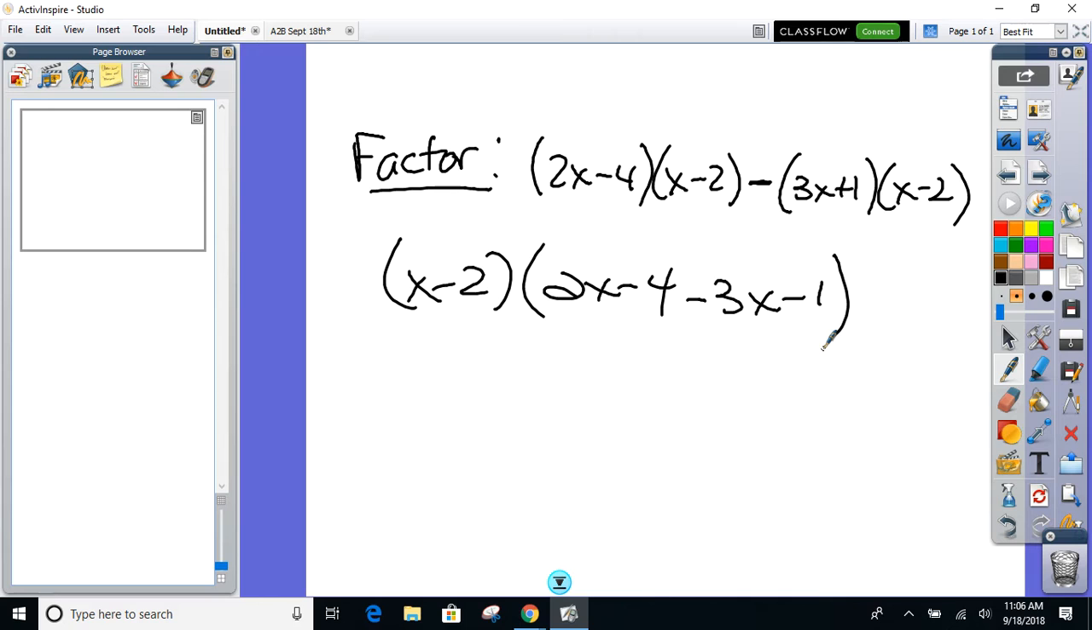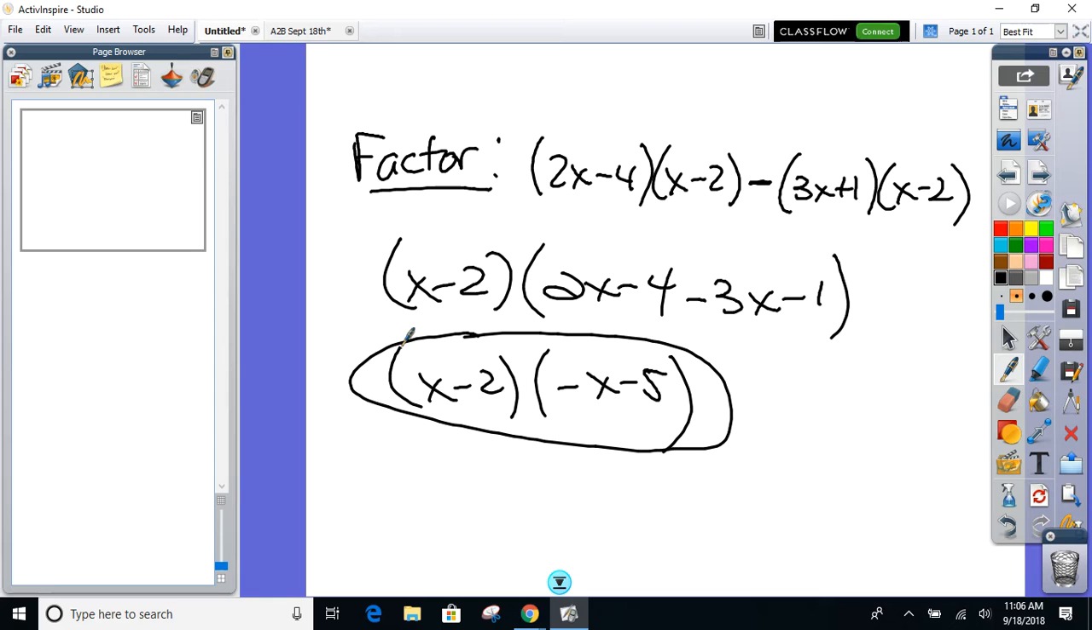And then you could finish this by just combining your like terms. So what do I have there? Negative x minus 5. And there it is. That's what it is factored. Questions from you guys? Going? So there's just a quick example of something you can expect on Thursday.